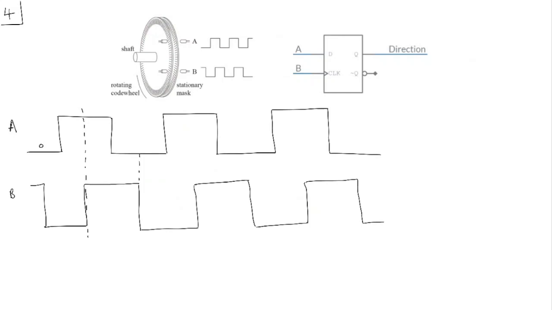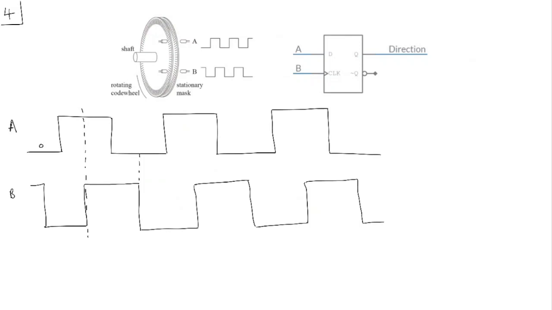And what is being said is, we are using this D flip-flop circuit, which is given here, and the output of that circuit is going to be the direction. So how is that possible? That's what we are asking. Think about it this way.